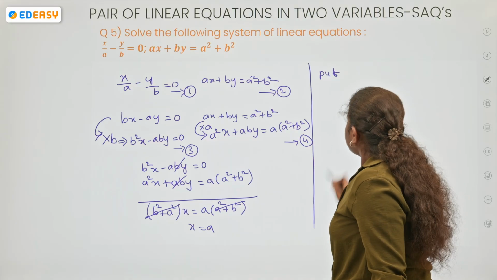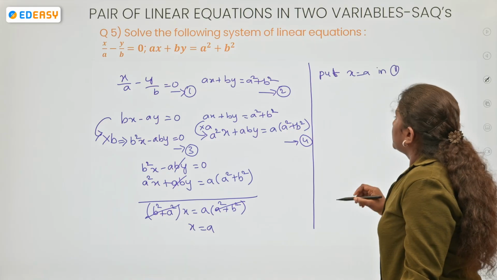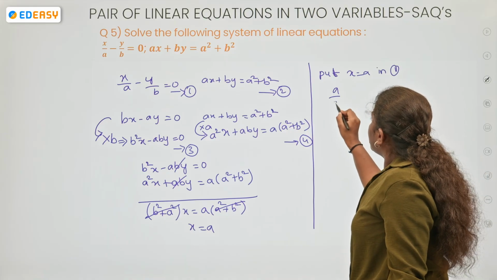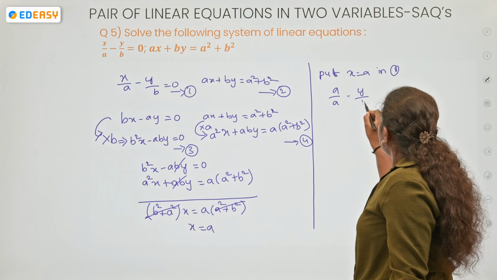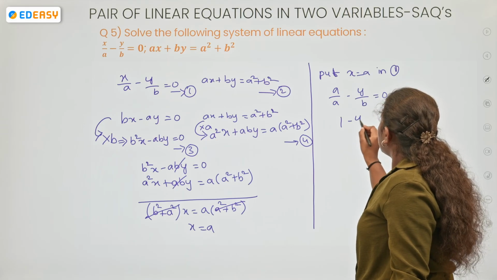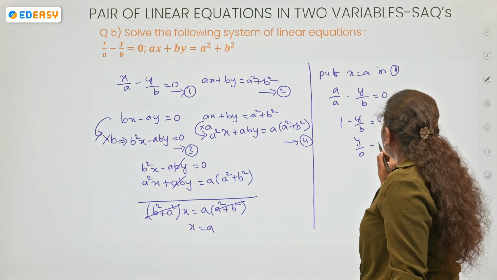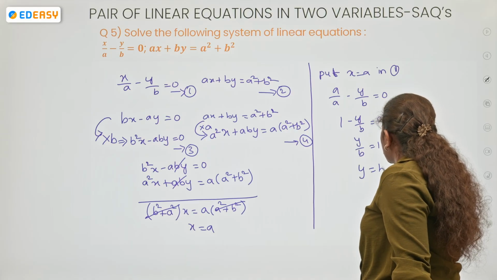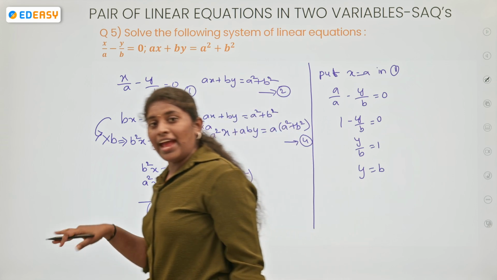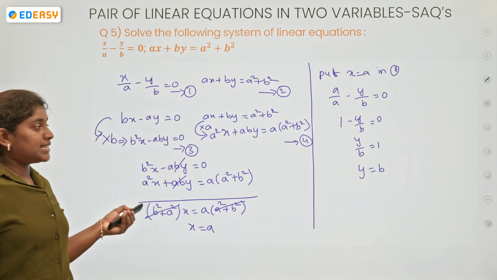Put x equals a in equation 1. So now what will happen? a by a minus y by b equals 0. a by a will become 1. 1 minus y by b equals 0. y by b equals 1 and y equals b. So simply we got x equals a and y equals b. Clear? Now let's see the next.